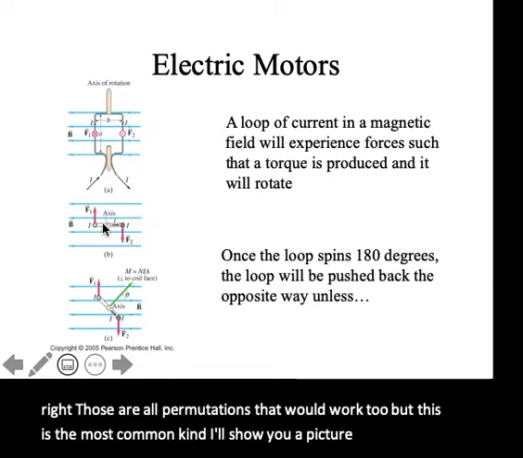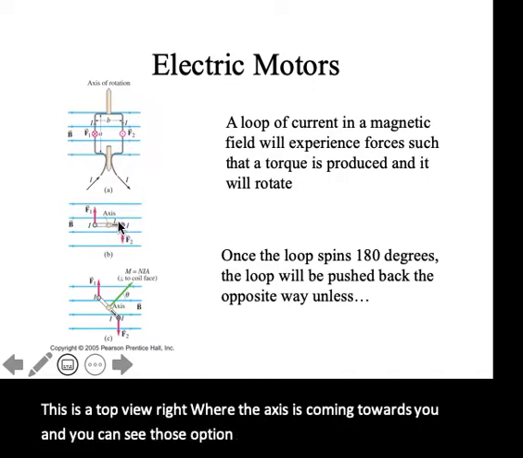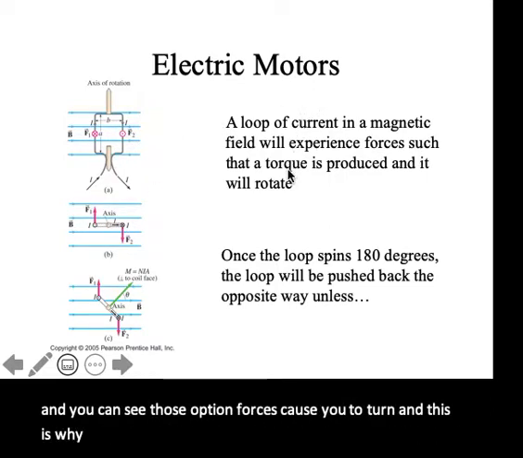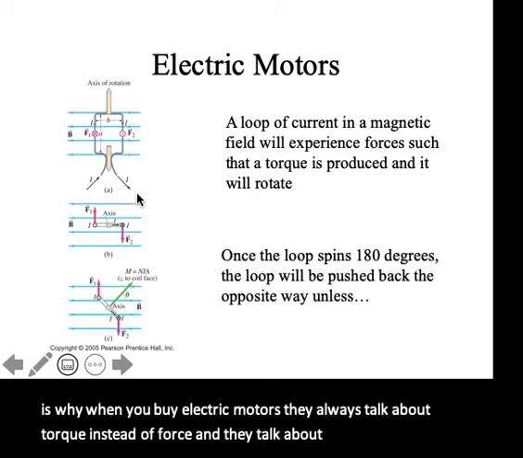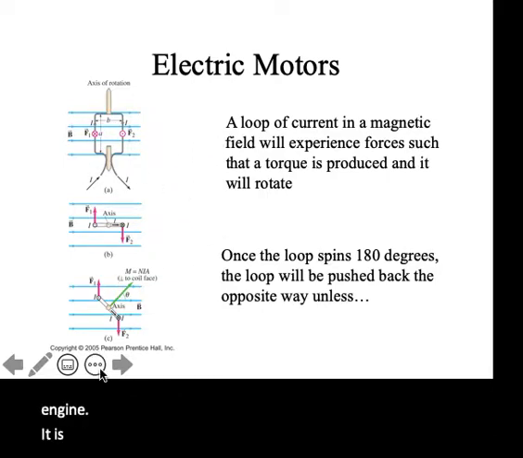This is a top view, right, where the axis is coming towards you, and you can see those opposite forces cause you to turn. And this is why when you buy electric motors, they always talk about torque instead of force, and they talk about the RPMs of the motor, right? Even in your car, even though your car is a combustion engine, it is also driven by rotation.